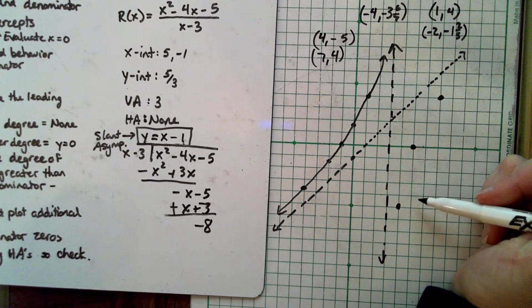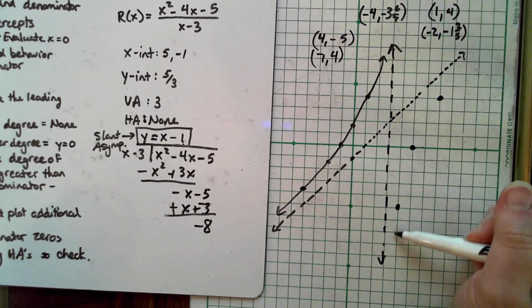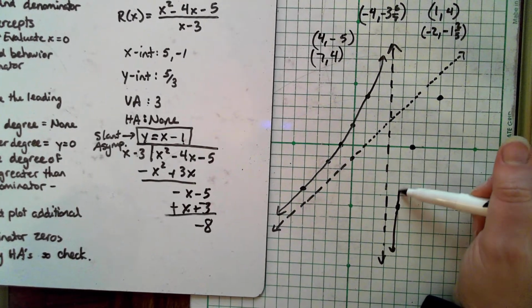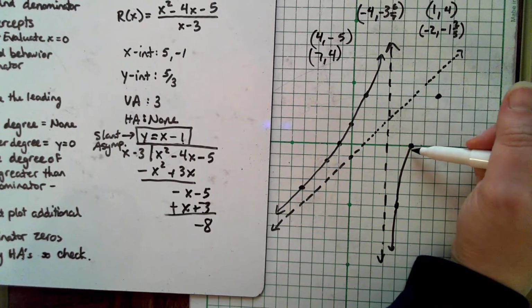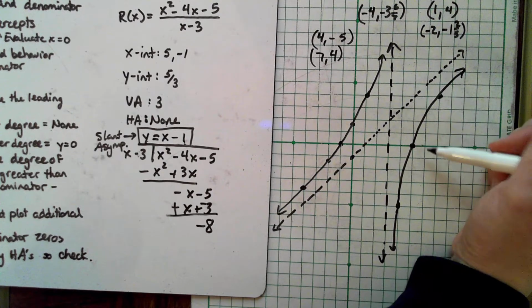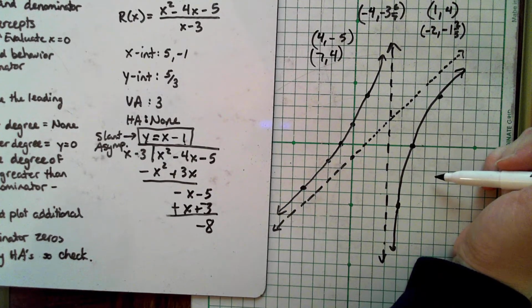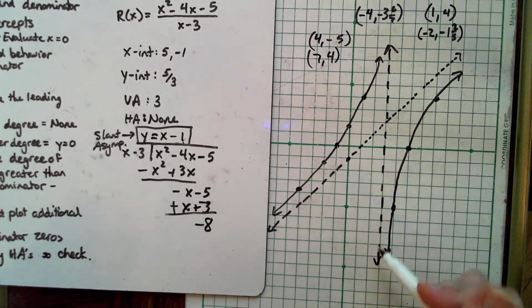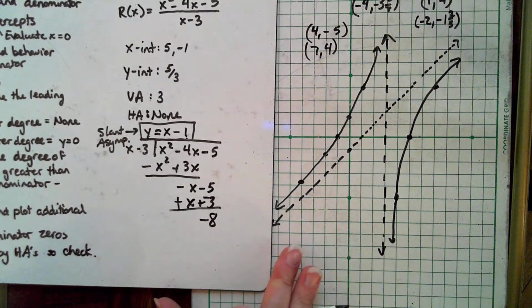Now I can get more points if I want. Notice I've gotten pretty close to this asymptote. I can tell it's headed downward like this. I can tell it's going upward like this. And I can pretty much tell it's going to head in that direction. If you wanted to, you could get a few more points, but this is sufficient to see the shape of the graph. Okay, so now let's talk about domain, range, and behavior near a vertical asymptote and end behavior.